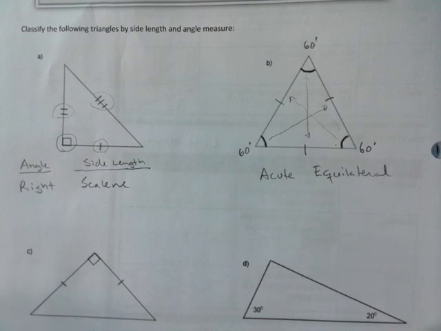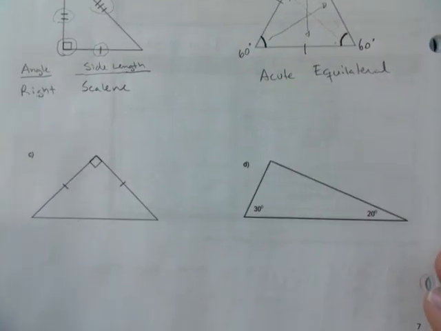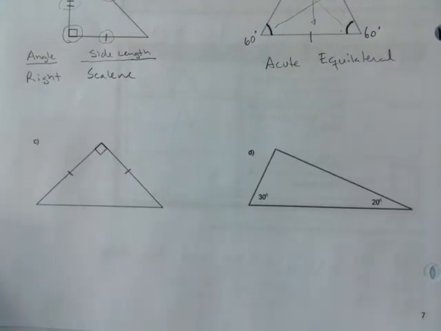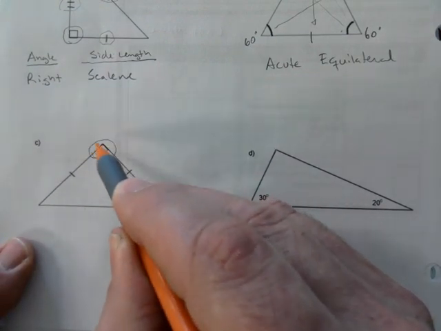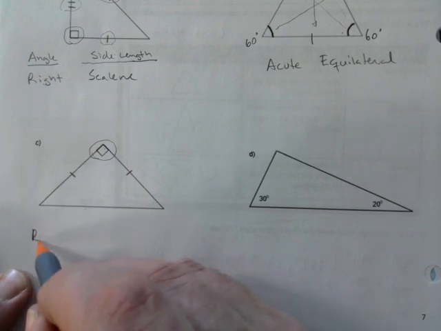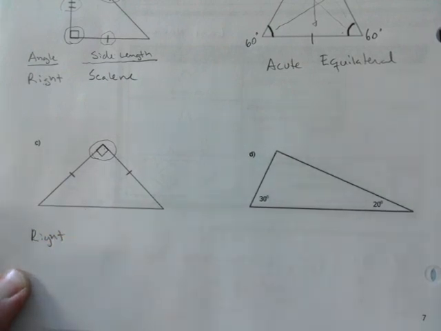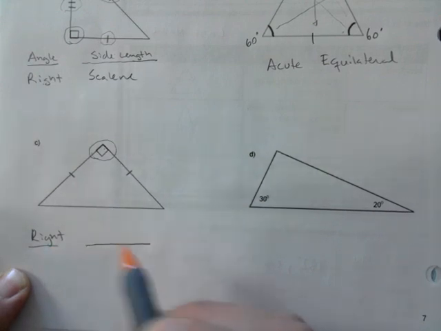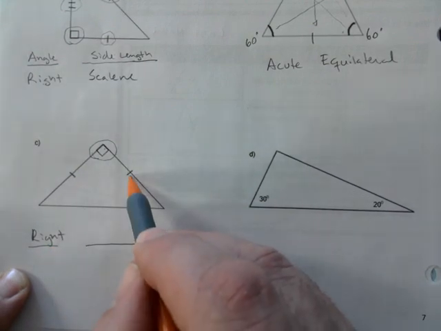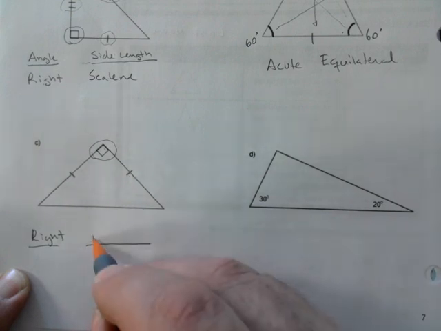Let's do a couple more so you get the hang of it. So you see that box, right? Immediately I would put down right. No question about that. That's based on angle, right? And what would be the other name? Isosceles, right? Because of the two markings.